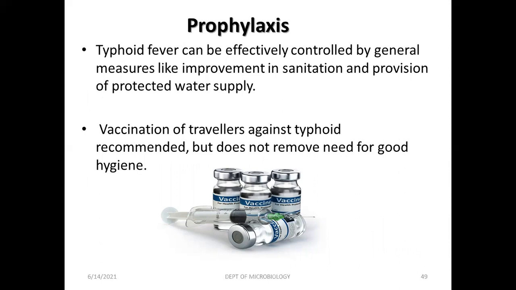Typhoid can be effectively controlled by general measures like improvement in sanitation and provision of protected water supply. Vaccination of travelers against typhoid is recommended, but it does not remove the need for good hygiene.